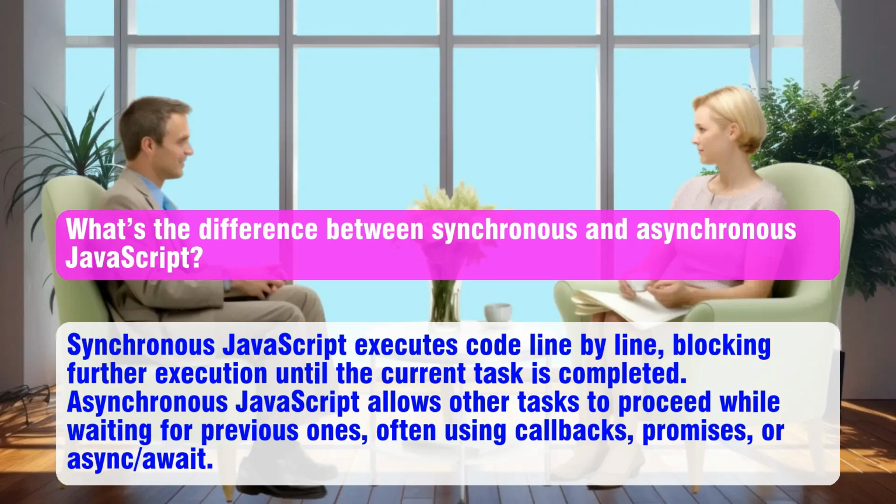What's the difference between synchronous and asynchronous JavaScript? Synchronous JavaScript executes code line by line, blocking further execution until the current task is completed. Asynchronous JavaScript allows other tasks to proceed while waiting for previous ones, often using callbacks, promises, or async/await.